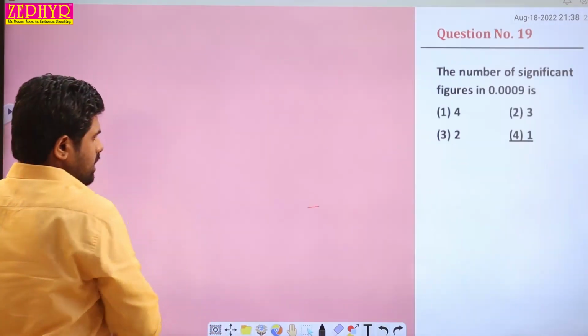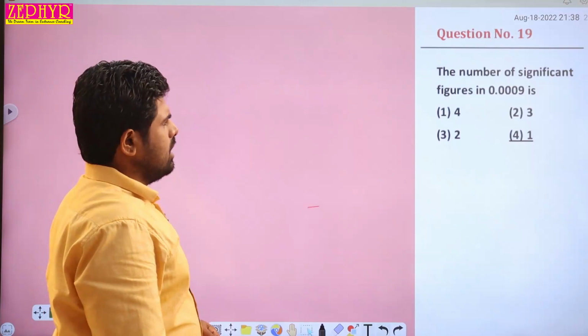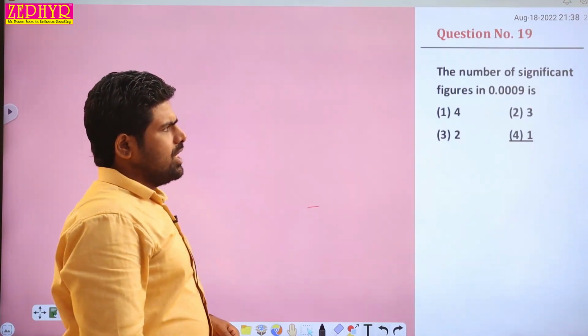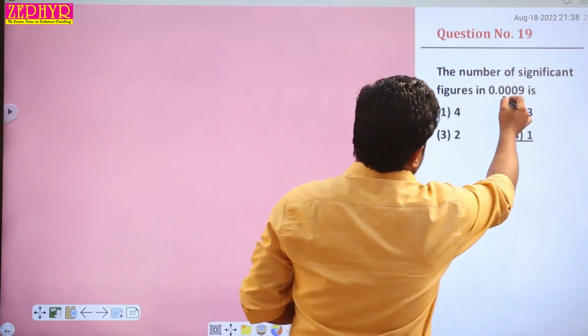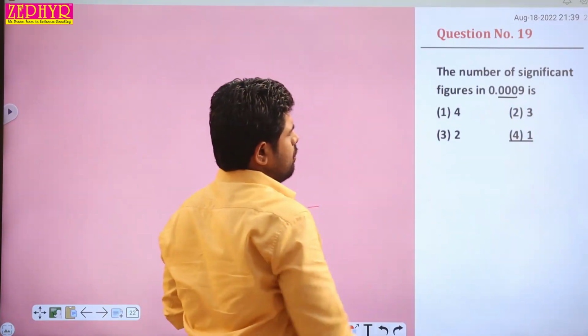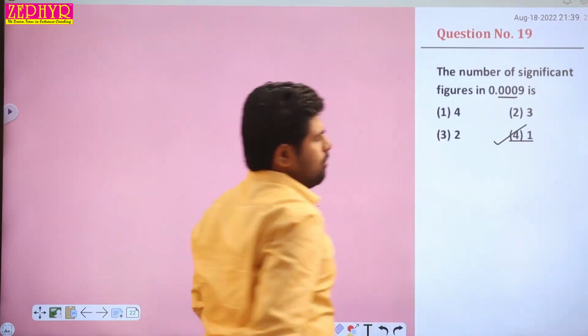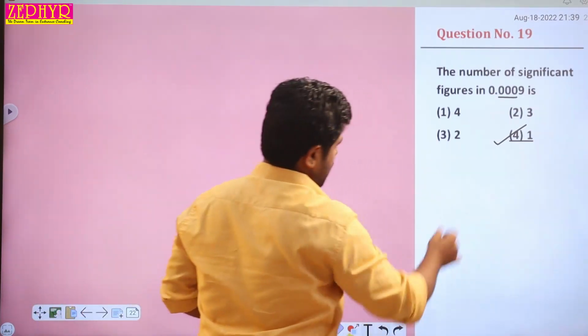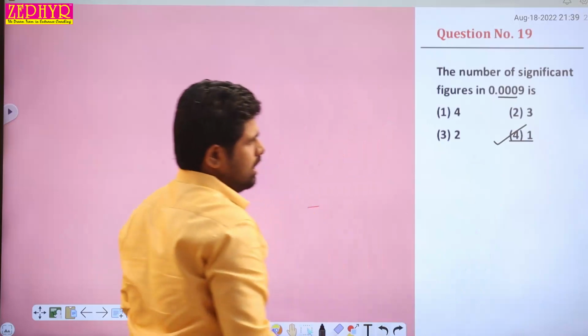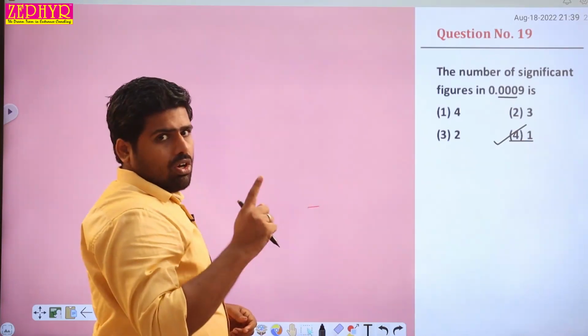Then question number 19, the number of significant figures in 0.0009. See here, these 3 zeros are not significant, therefore the right answer is option 1, the fourth option, that is 1. Significant figure is only 1.